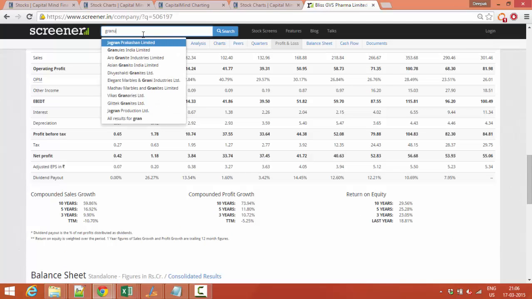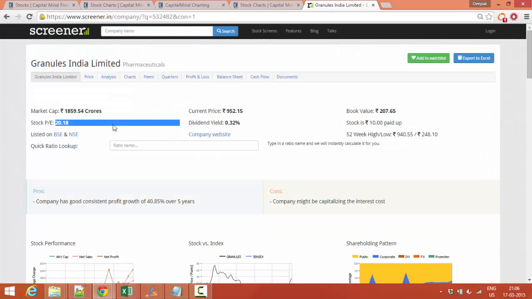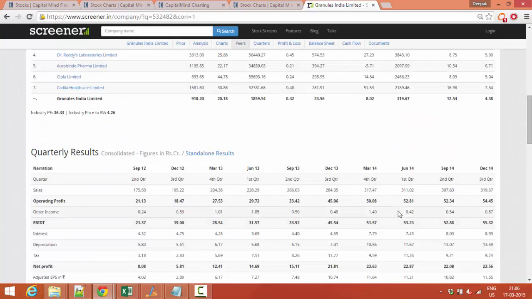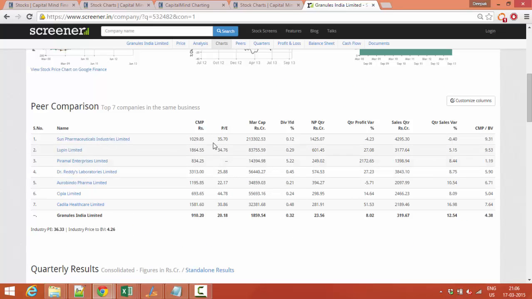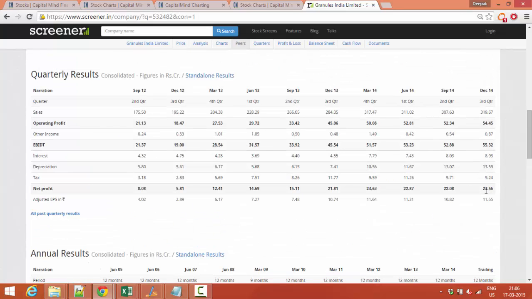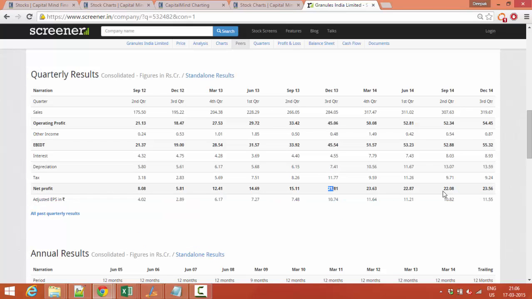Granules has an excellent set of numbers as well. It's just a 20 P/E stock. Again, a sector where P/Es are typically higher. We have Sun Pharma and Lupin at the 34, 35 levels. So what is this company doing in terms of net profit? We're fairly seeing an ordinary set of moves.